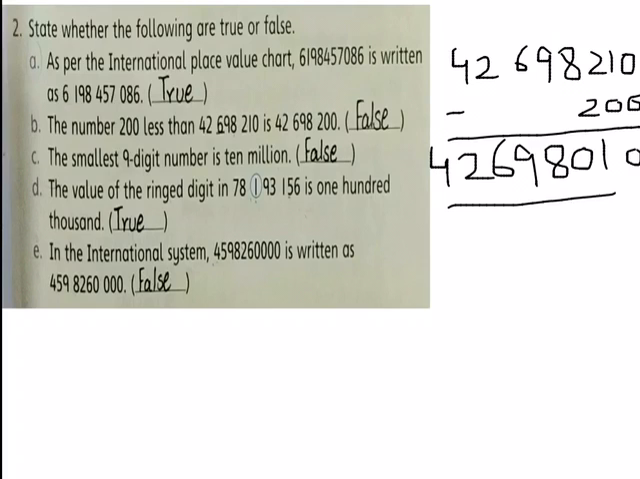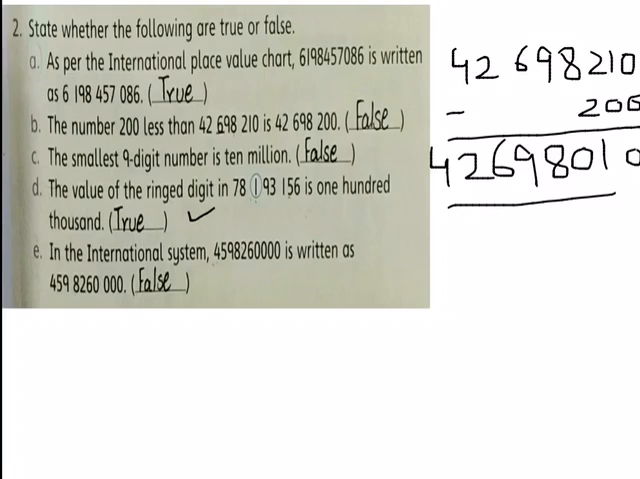The next part D is the value of the red digit in 78,193,156 is 100,000. Students, we will count ones, tens, 100, 1,000, 10,000, 100,000. So 1 occupies the place of 100,000. So that statement is true. Understand?